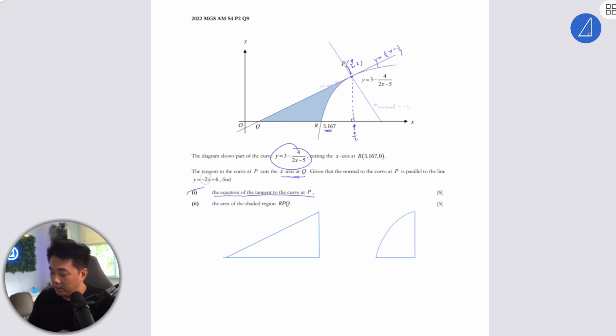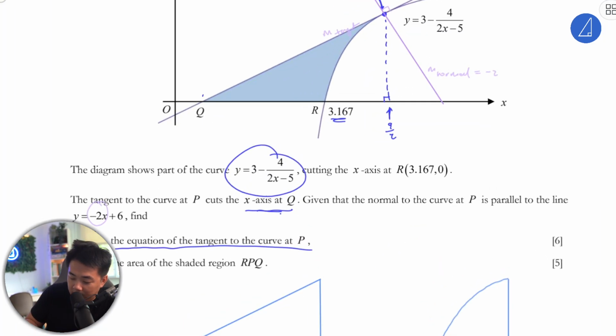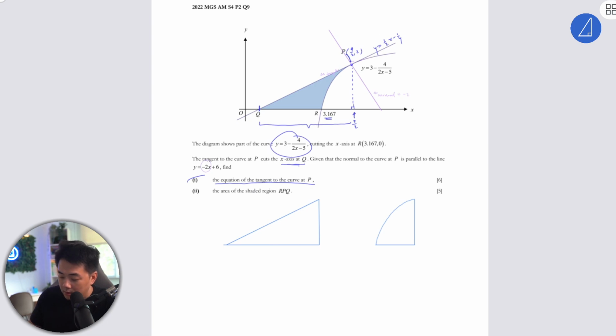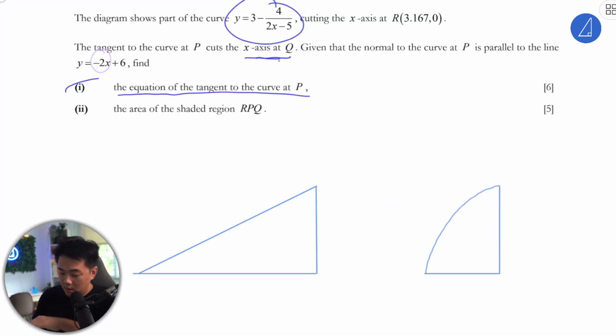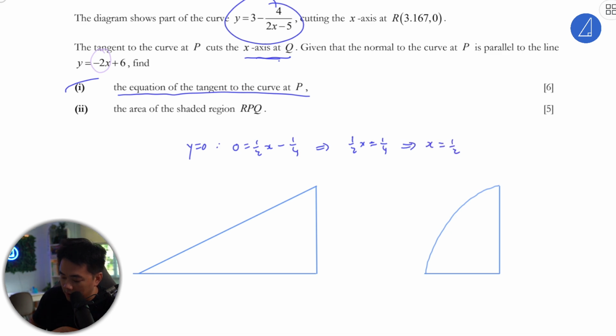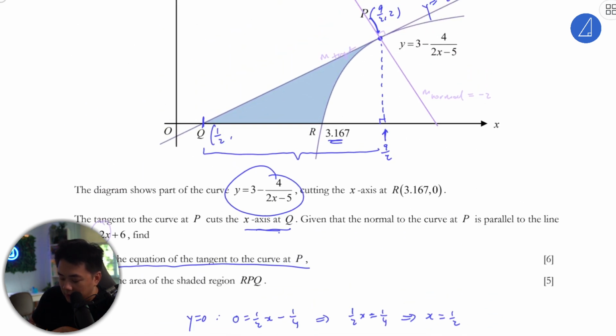Okay, so that's that. Now before that, what we need to do is just find this Q here, because the length here will very well depend on the value of Q here, right? Okay, so using the equation of tangent, we could find the coordinates of Q. So when y equals 0, we get 0 equals half x minus 1/4. Then half x equals 1/4. So we know that x is equal to half. Okay, so this will be half comma 0.